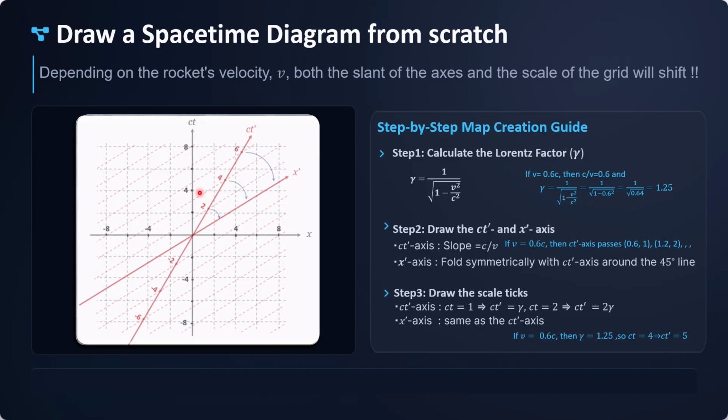And here's something really important to notice. Look at the point where x prime equals 2 and ct prime equals 2. This point lies on the 45-degree world line of light. This is the beautiful part. Even though the x prime axis and ct prime axis themselves tilt depending on the rocket's velocity, the world line of light never changes from 45 degrees, no matter the speed. Einstein's ultimate foundational rule, the constancy of the speed of light, is perfectly preserved. Now, our setup for drawing maps is 100% complete.